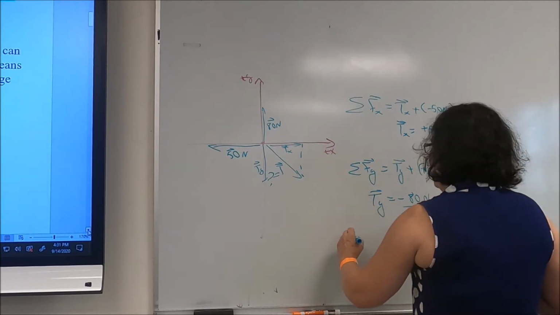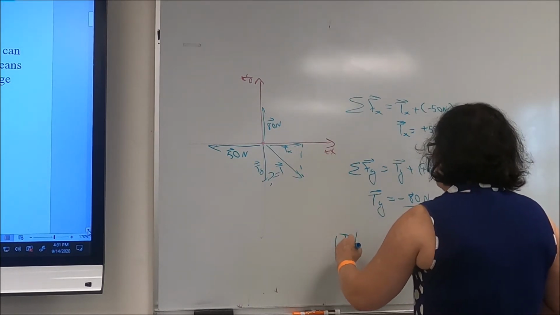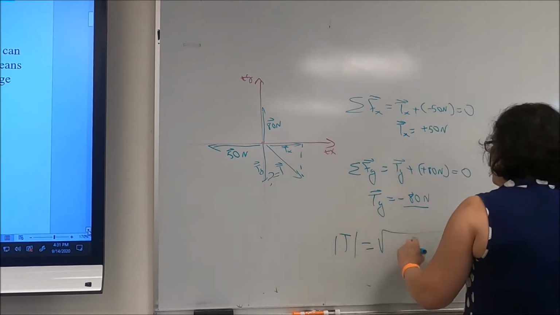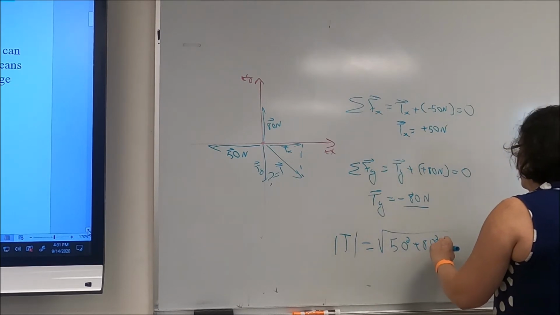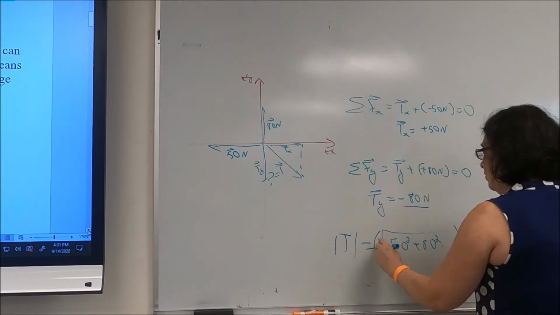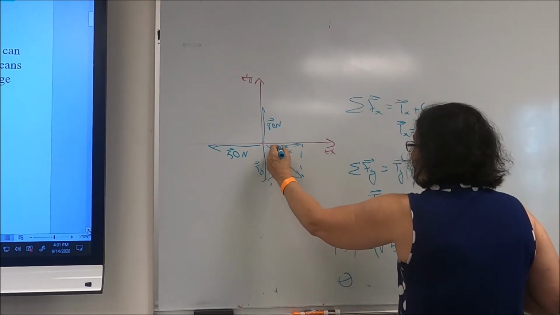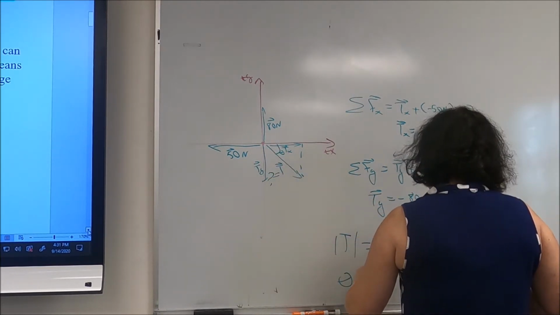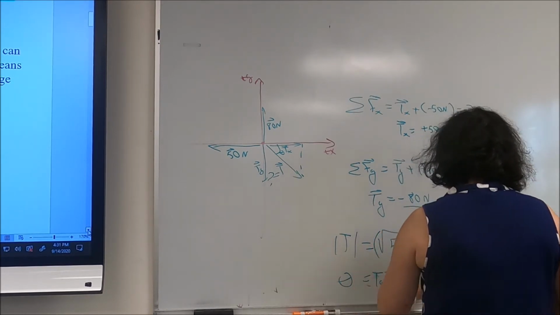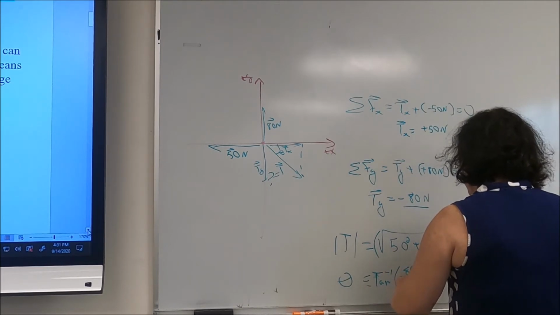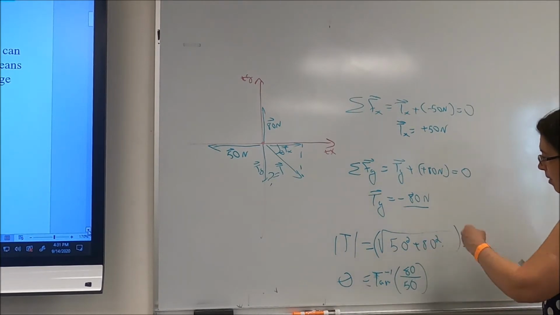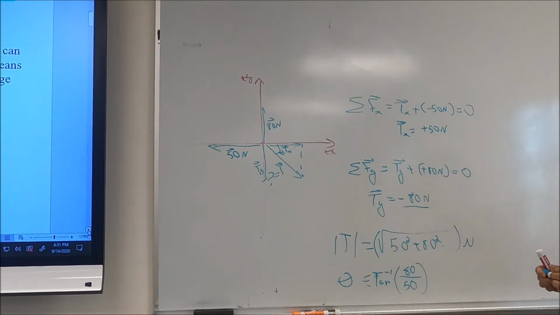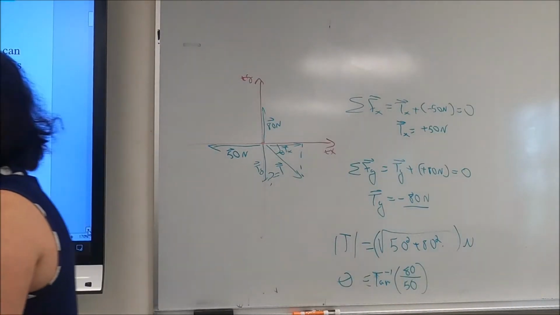So that means the magnitude of our vector T would just be the square root of 50 squared plus 80 squared, and my answer will be in newtons. And our angle theta here would just be the inverse tangent of 80 over 50. Now, I forgot to bring my calculator in here. I'm going to let you guys finish that off on your own. Okay, so that's example 1.